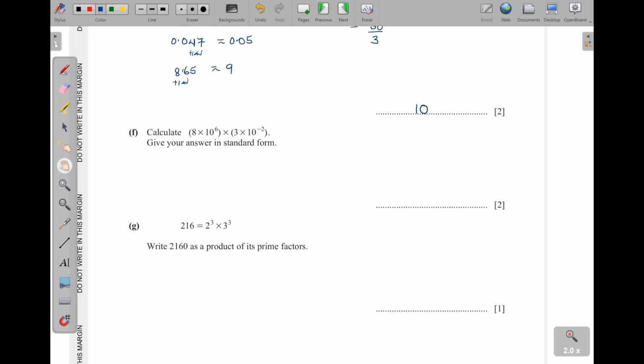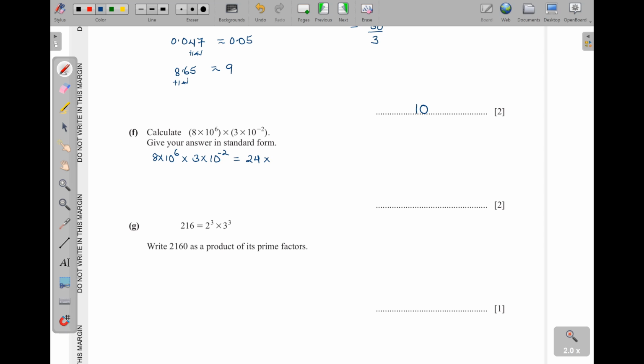Part F, calculate 8 times 10 to the power of 6, then times 3 times 10 to the power of negative 2. Give your answer in standard form. This one, you can write it as an ordinary number, then after you write it in standard form. So 8 times 3, we can get 24.